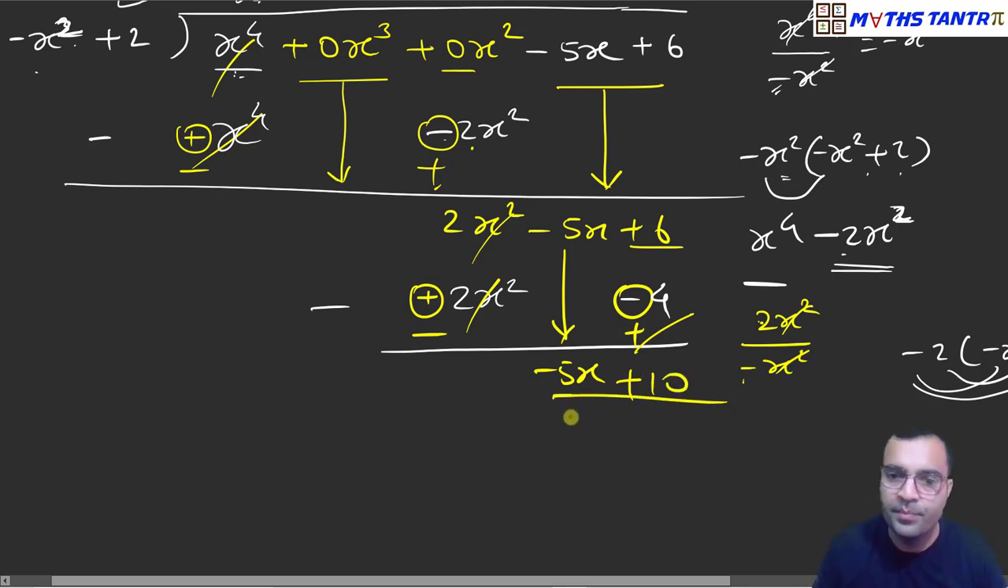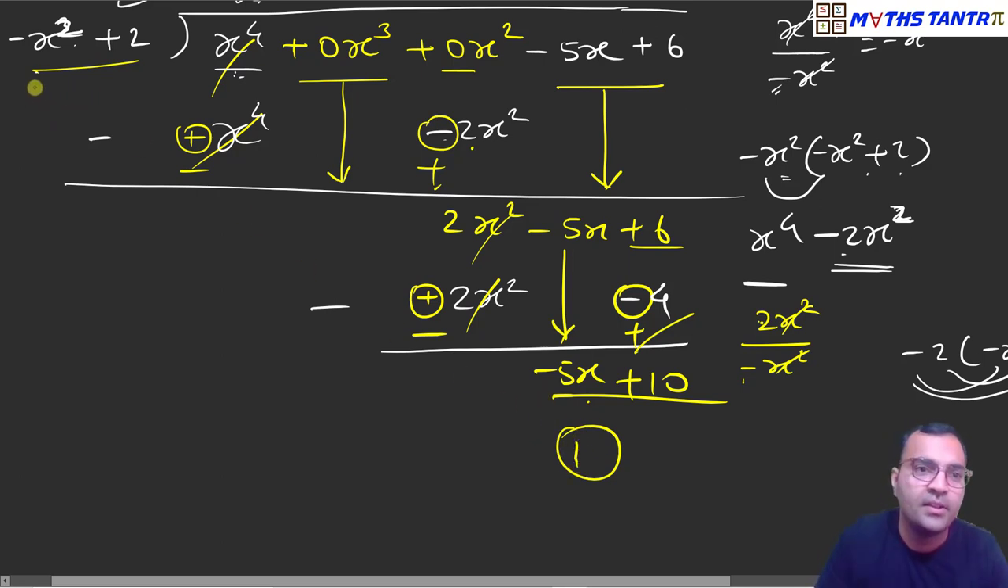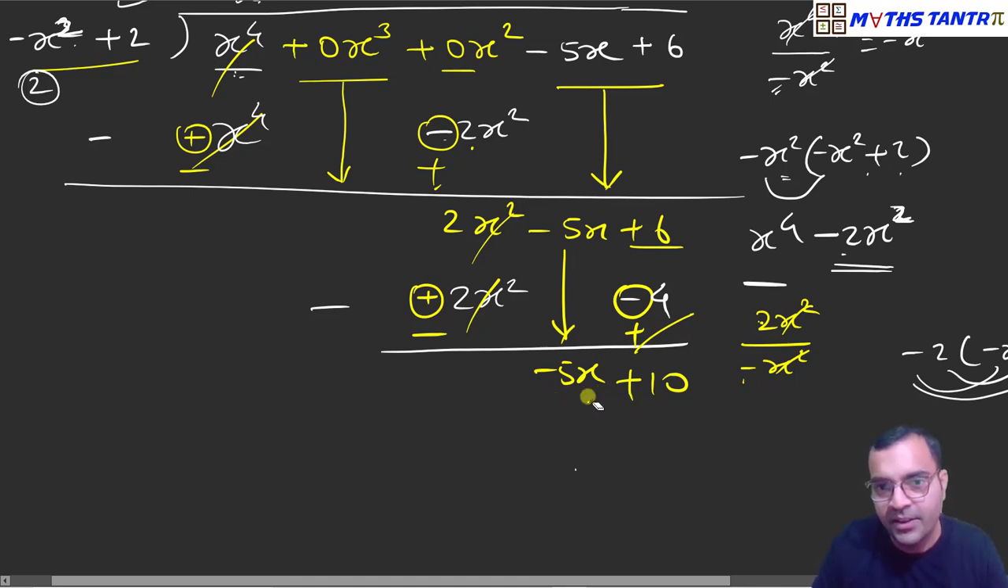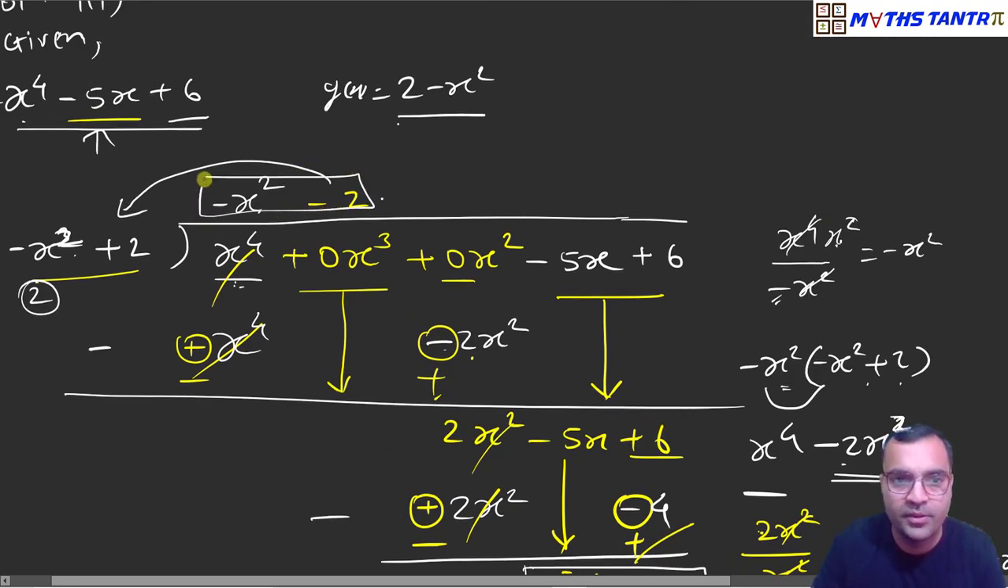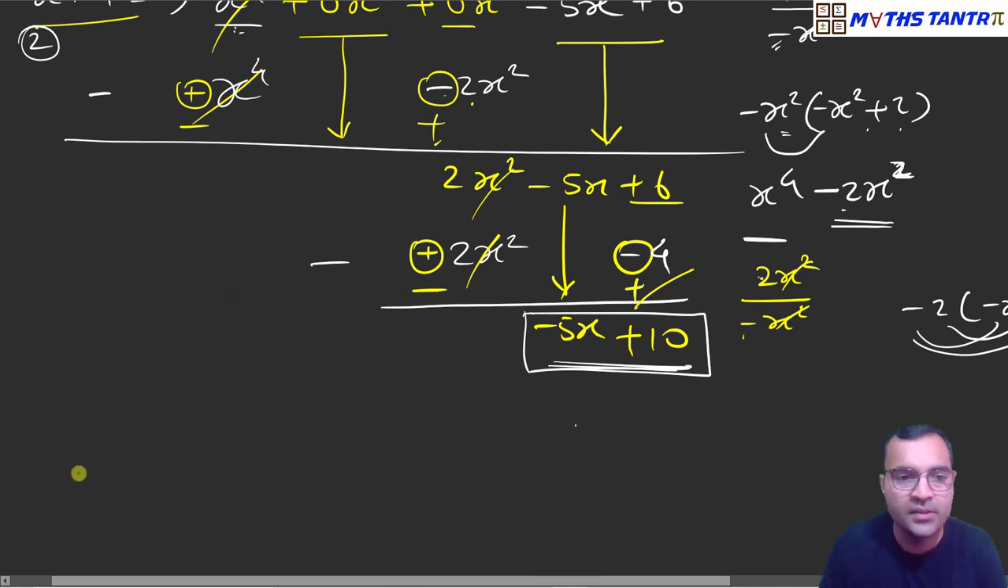Again check the power. I can see degree of this dividend is less than degree of divisor. Sorry, this is 1. What I'm writing. Degree is 1 here. Here the divisor's degree is 2. It is less, so we should stop. As soon as we get degree of dividend less than degree of divisor, we should stop. And that last term will be your remainder. This will be your remainder, minus 5x plus 10. And this will be your quotient, right? Just write it down, therefore.